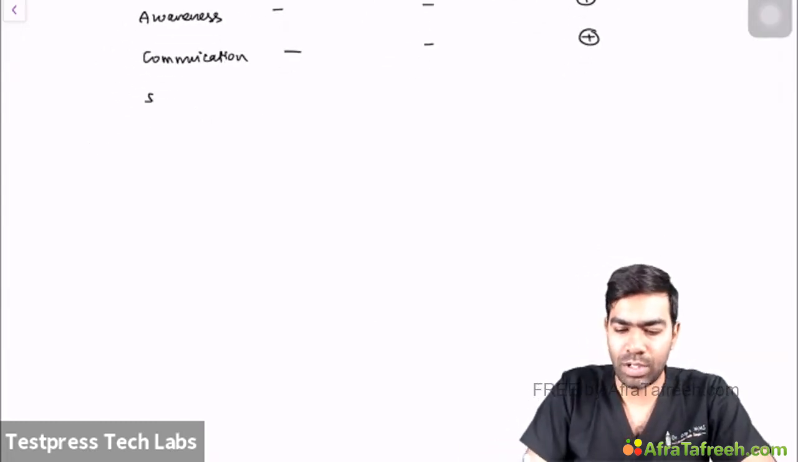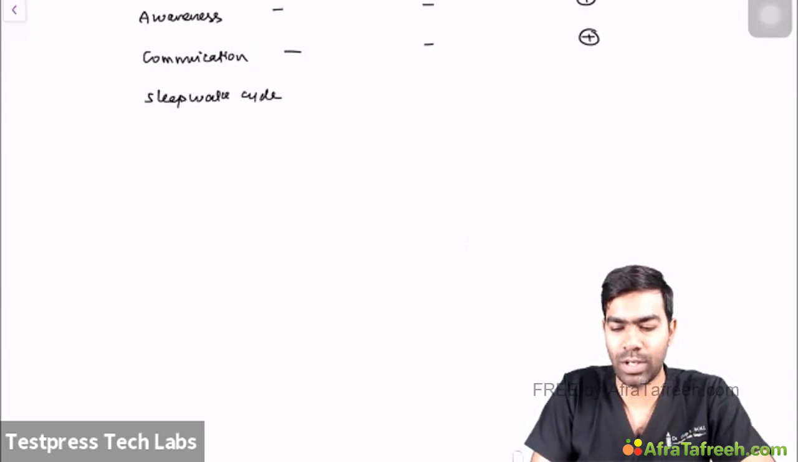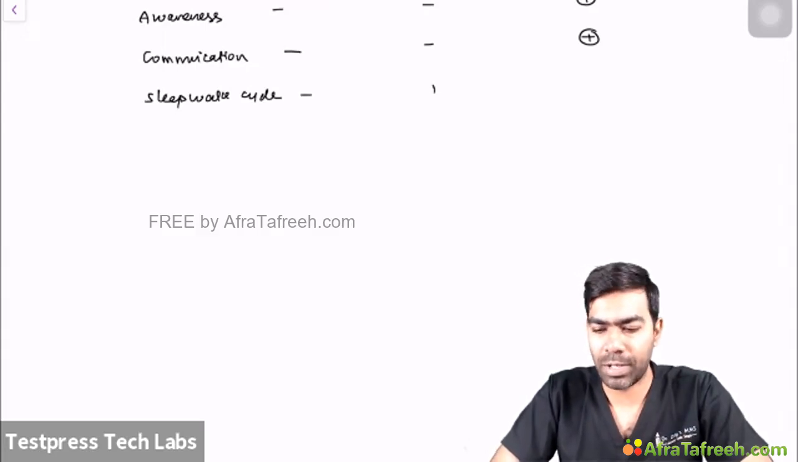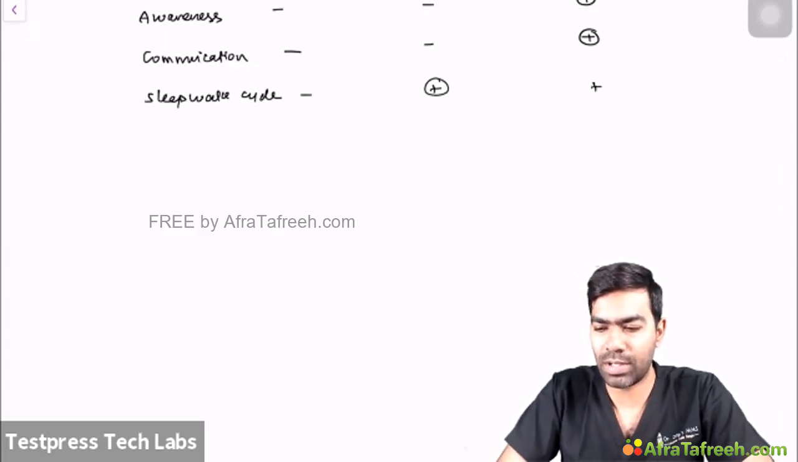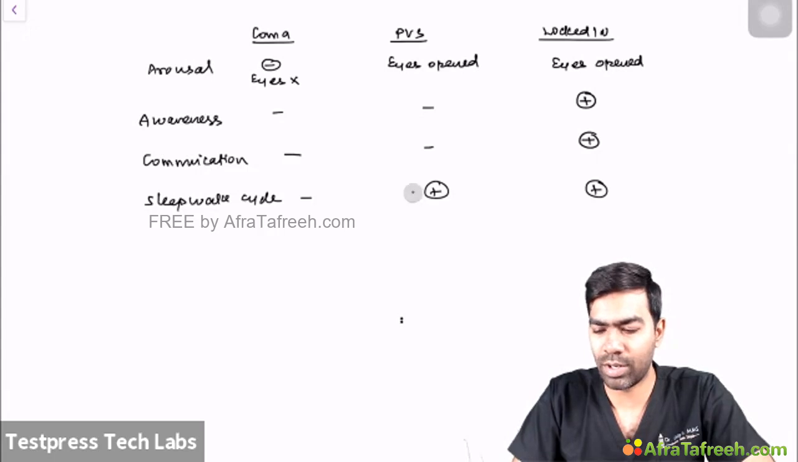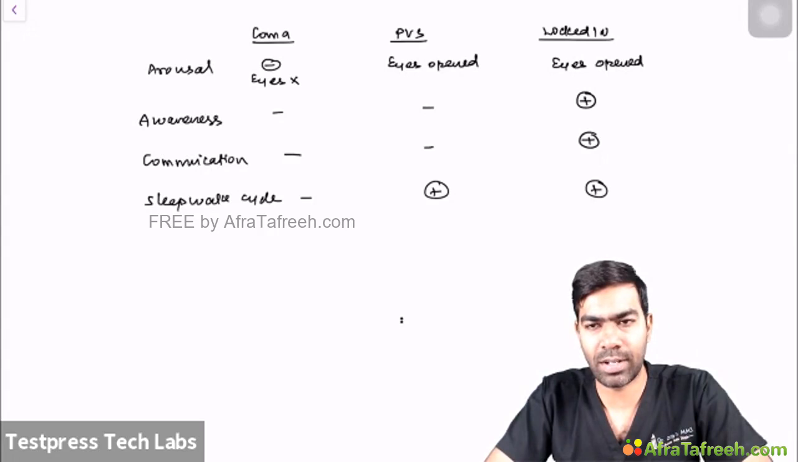And finally, the most important is the sleep-wake cycle. This is the area that they usually ask in the exam. The sleep-wake cycle will not be there in a coma, but will be intact in the other two. Remember, even in persistent vegetative state, the sleep-wake cycle will be intact. PVS is basically very easy to diagnose. When you go to the ICU regularly, there will be a lot of patients in a persistent vegetative state. Time and again you will be seeing them.